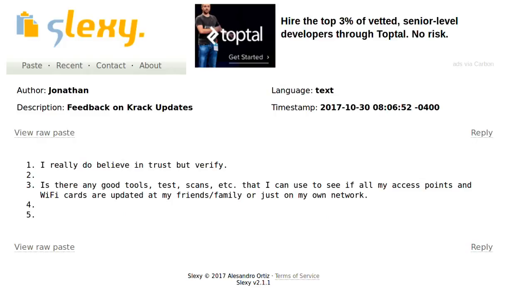Okay, so moving right along today, up next, we've got a letter from Jonathan. Jonathan writes about feedback on crack updates. I really do believe in trust, but verify. Are there any good tools, tests, scans, etc. that I can use to see if all my access points and Wi-Fi cards are updated at my friends' and families', or just on my own network? Thanks, Jonathan.